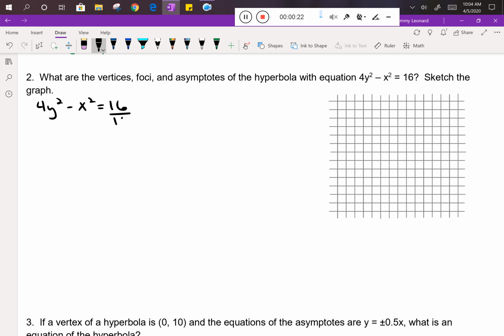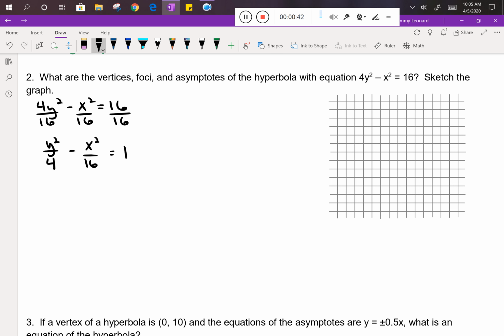You divide by whatever that number is on the right-hand side, because we know that in standard form the equation always equals 1. And then we reduce each of the fractions as much as possible. So 4 goes into 16 4 times. This one cannot be reduced, and that's set equal to 1.